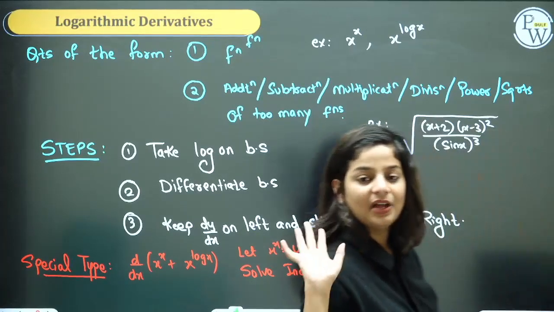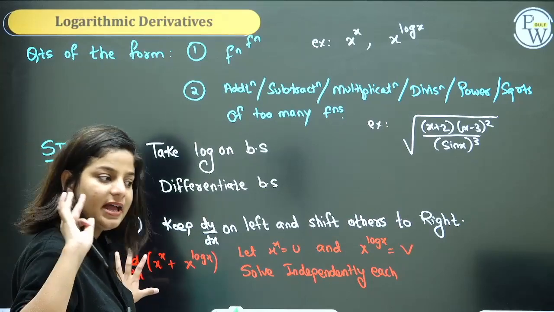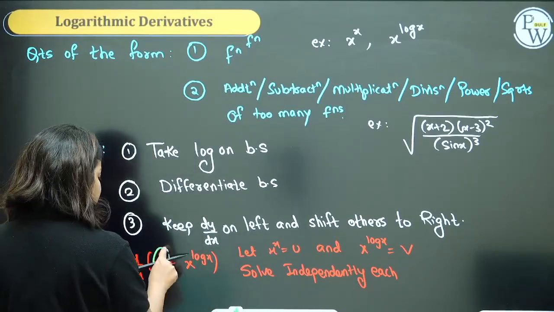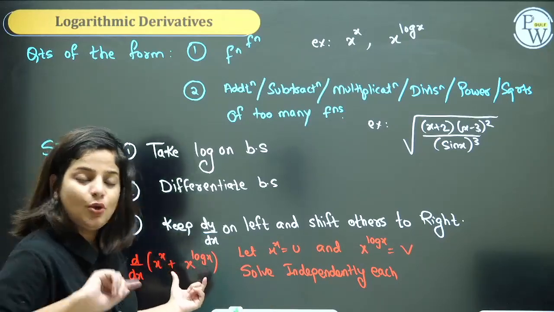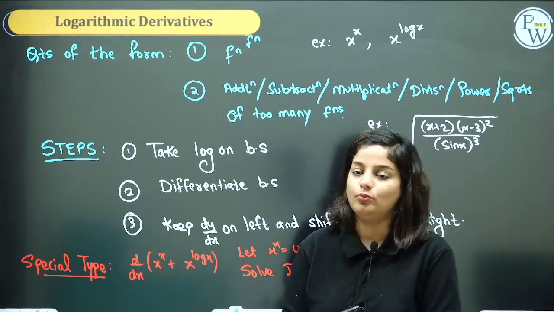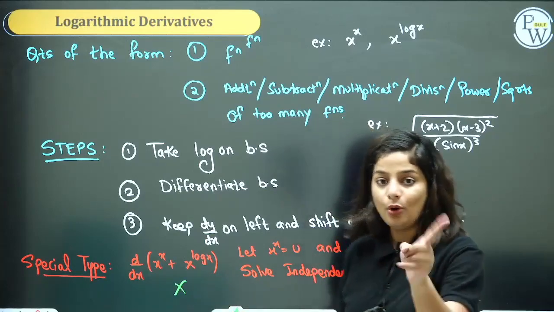Well, a very important type of question which comes in this logarithmic differentiation, and most of the students make mistake, is when you have two functions raised to functions added together. Now in this case, you will not follow this step, like take log on both sides. No, taking log on both sides will go wrong here. Don't take log directly.